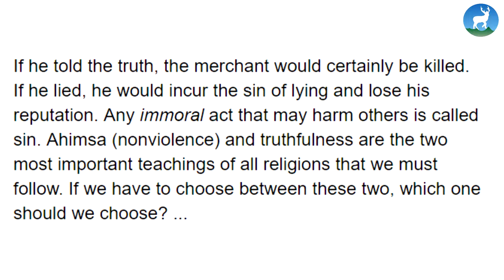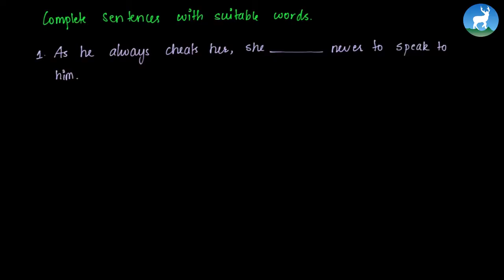The first one is to complete the sentences with suitable words. The first sentence is, as he always cheats her, she blank never to speak to him. Now here, because he is always cheating her, she must have vowed never to speak to him. So to vow means to promise. So the answer is, as he always cheats her, she vows never to speak to him.